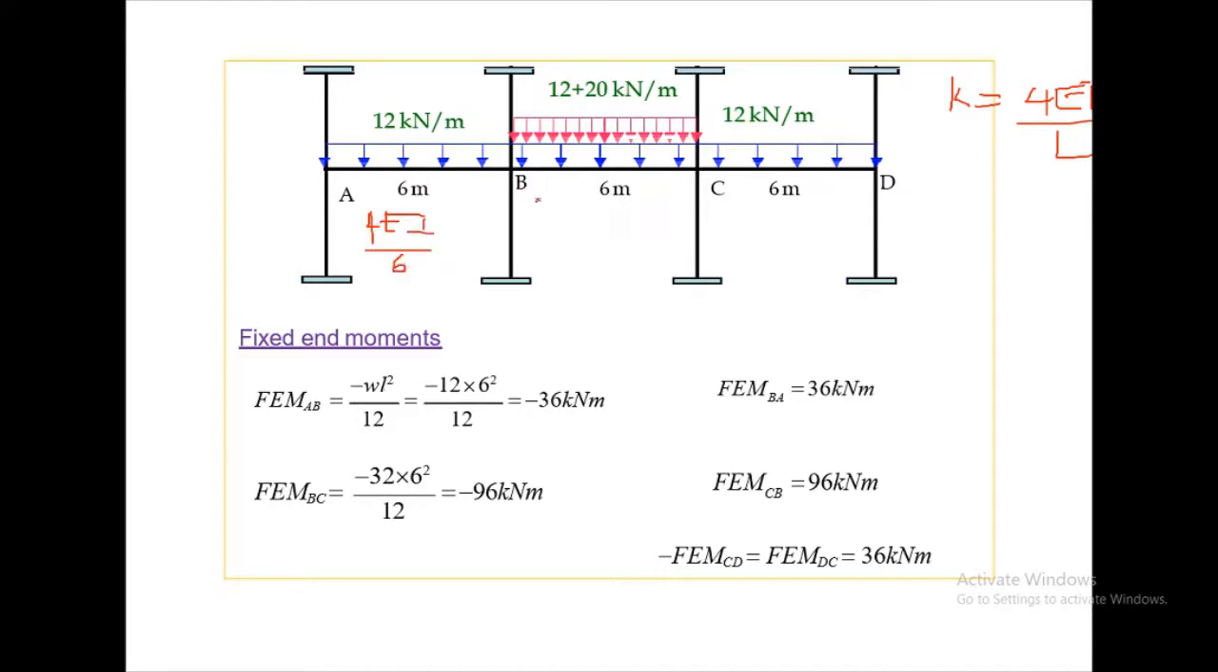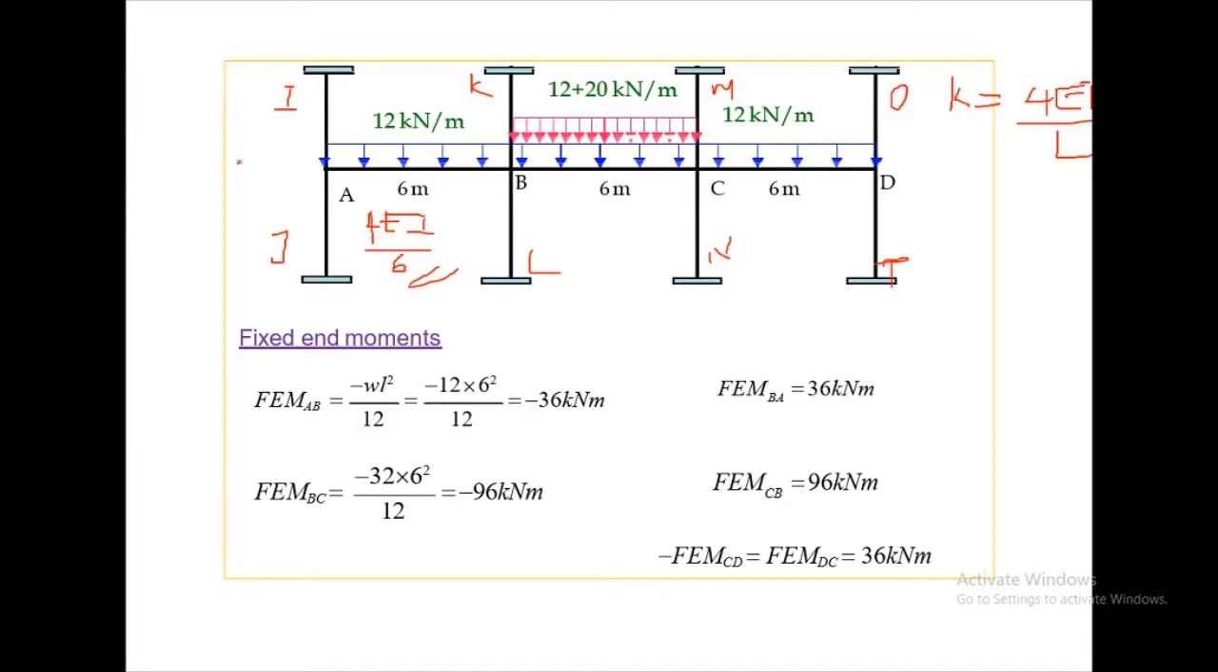Similarly, the stiffness coefficient for BC would be 4EI by 6 itself, and also for CD it will be 4EI by 6, since all the lengths are the same. And similarly, for the columns, let's name them I, J, K, L, M, N, O and P.